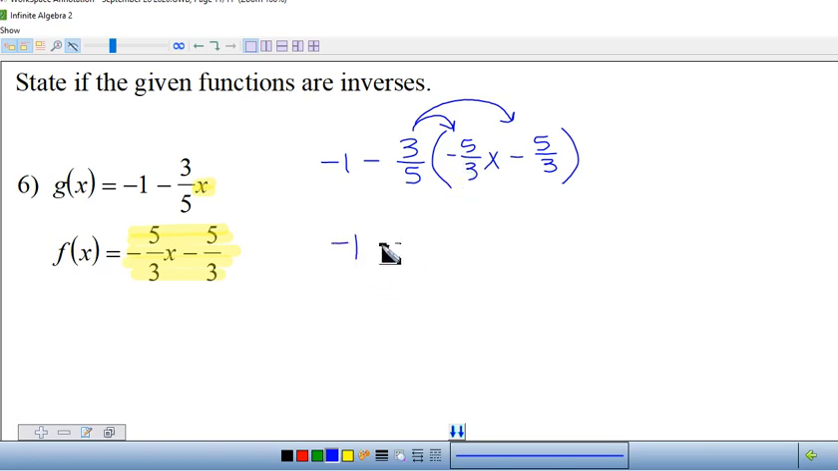So I have -1 plus 15 over 15 is 1, and negative times negative is positive. So a positive 1x. Then I'll multiply -3/5 times -5/3, and that's also going to give me a positive 1. The -1 and the positive 1 cancel, leaving simply an x. So this is an example again. Yes, these are indeed inverse functions.